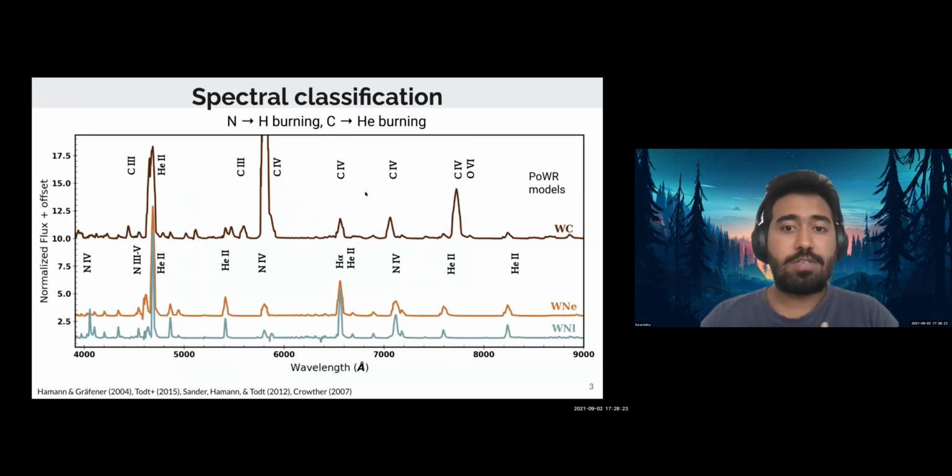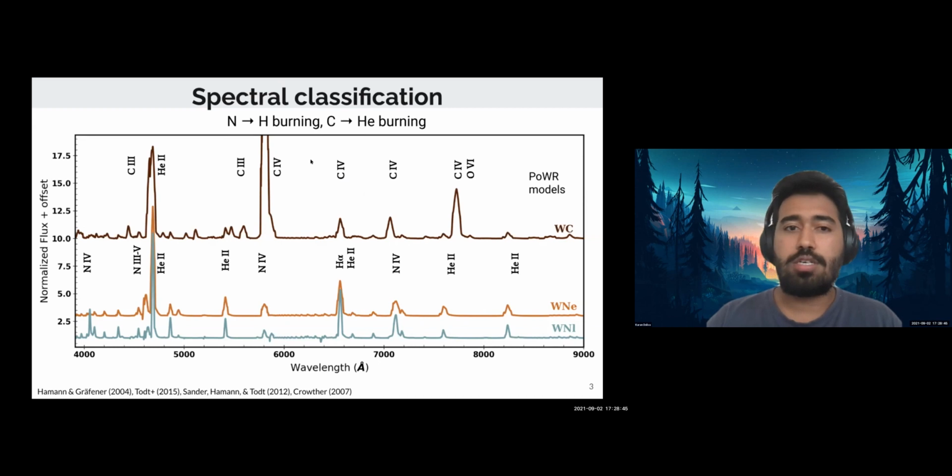And as observers like to do, we tend to put stars in boxes. Depending on what we see in the spectra, we classify them as nitrogen-rich, carbon-rich, or even oxygen-rich Wolf-Rayet stars. And what we see in the spectra is thought to be a result of the nucleosynthesis that's happening in the star itself.